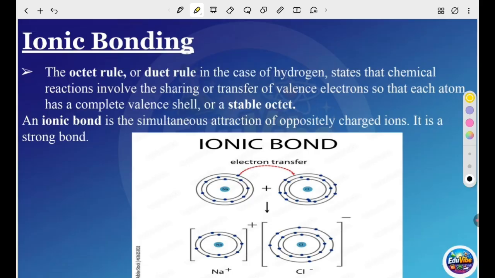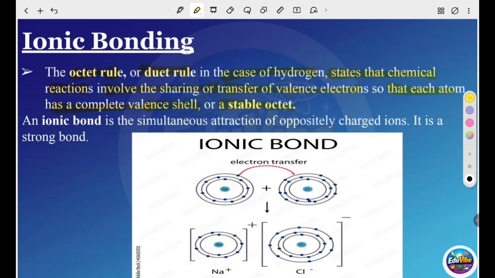One more thing to cover is ionic bonding. In the next video, we will learn about ionic bonding with the electron dot diagrams, which we already discussed in the last lesson, but in more picture form, showing how we can make the lattices. In this, we have to know the octet rule, which is a duet rule in the case of hydrogen, and states that in chemical reactions involving sharing or transfer of valence electrons, each atom ends up with a complete valence shell or the stable octet. So we'll follow the octet rule in our next lessons.